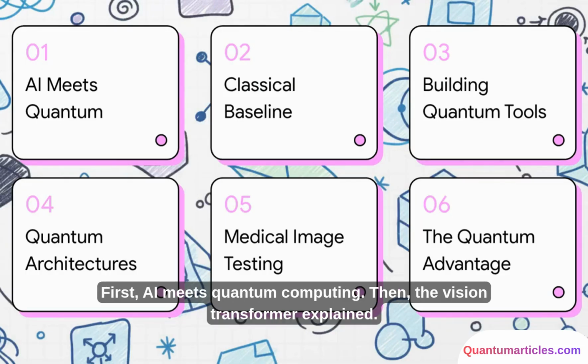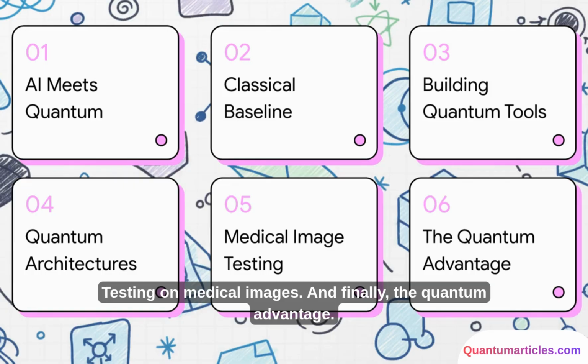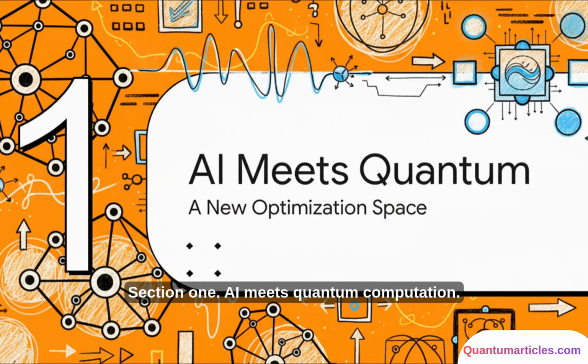First, AI meets quantum computing. Then, the vision transformer explained, building quantum tools, the three quantum architectures, testing on medical images, and finally, the quantum advantage. Section 1. AI meets quantum computation, a new optimization space.